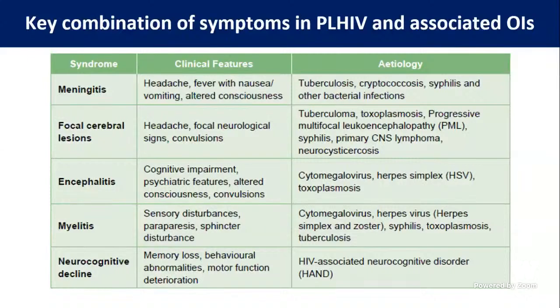So these are the key symptoms and combinations, and depending upon the clinical signs and symptoms with which the patient has presented, you can possibly think of the underlying etiology and then of the possible organism which is giving rise to that particular syndromic presentation of opportunistic infections in neurological disease.